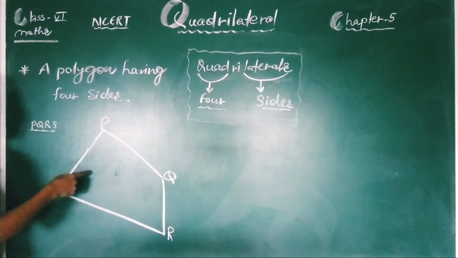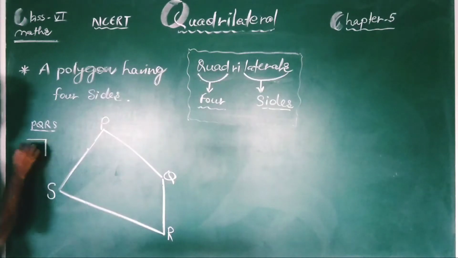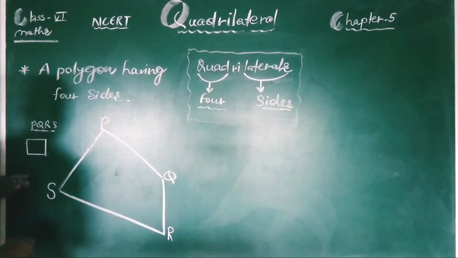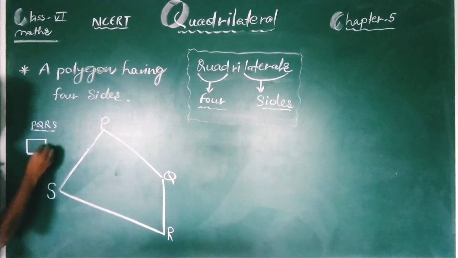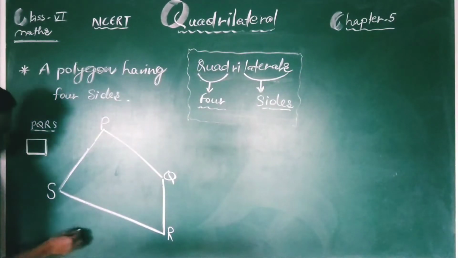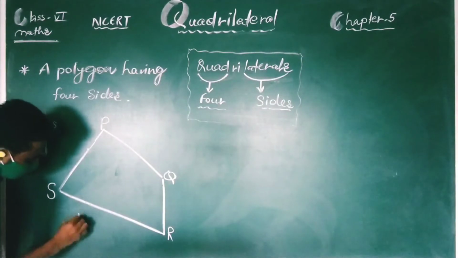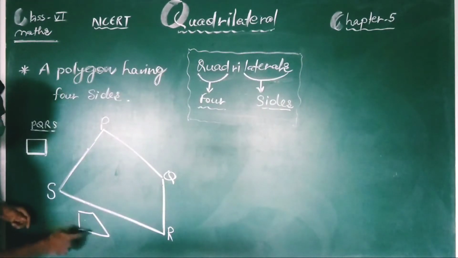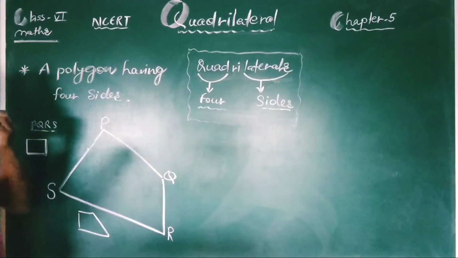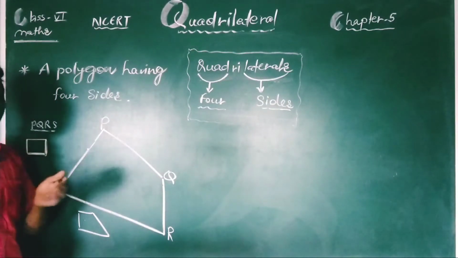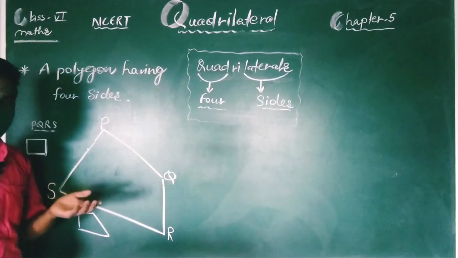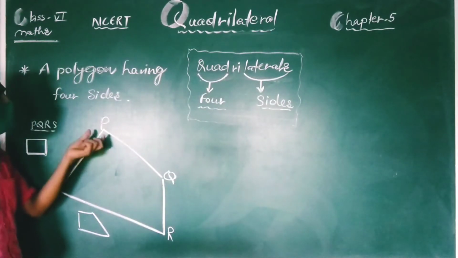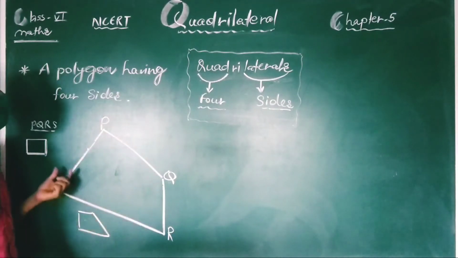Sir, is only this the diagram of a quadrilateral? No, this is also a quadrilateral, because you can see 4 sides are there. This is also a quadrilateral, because you can see 1, 2, 3, 4 sides. Whatever figure you see around you having 4 sides is called a quadrilateral. Here the name of this figure is PQRS quadrilateral.